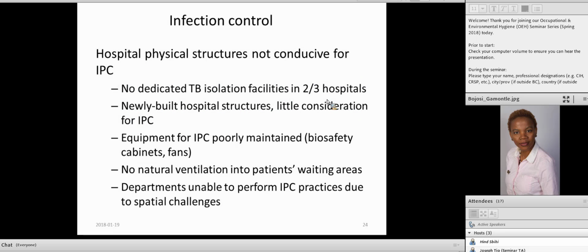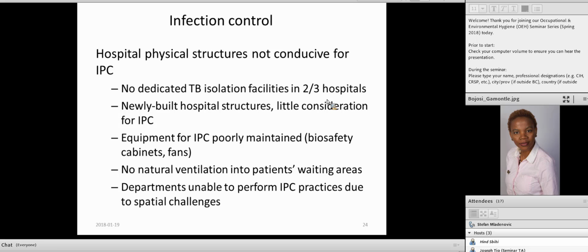Now moving on to the theme of infection control. One of the categories that came from this theme is that hospital physical structures are not conducive for infection prevention and control. And this was said by almost all our in-depth interview participants. There were no dedicated TB isolation facilities in 2 of the 3 hospitals. Even one hospital, which was relatively newly built, had little consideration for infection control prevention. For instance, this is Hospital B, which had a TB isolation facility, a TB ward in fact. The participant said even within that ward, which is relatively newly built, there is no isolation facility.